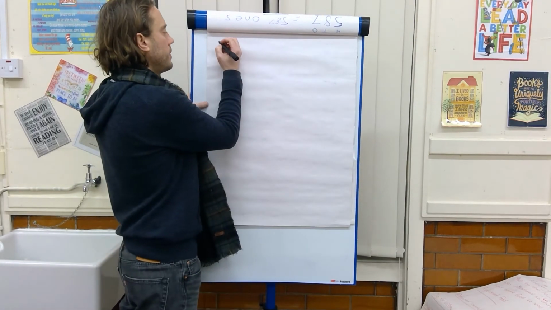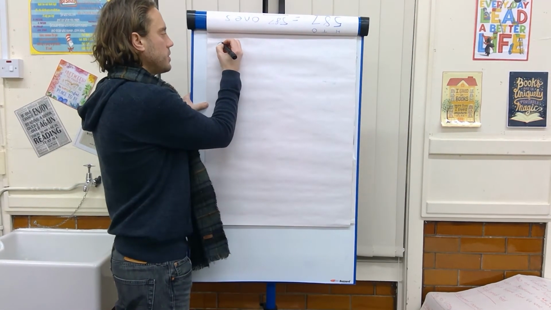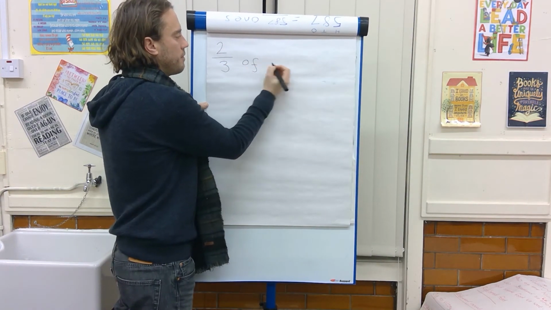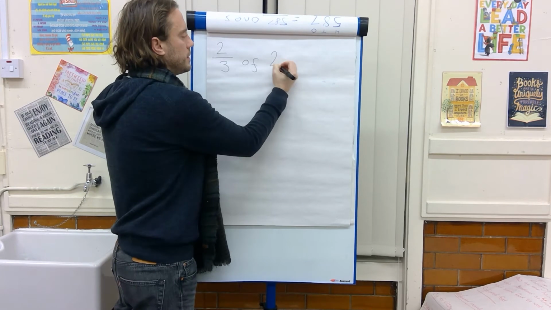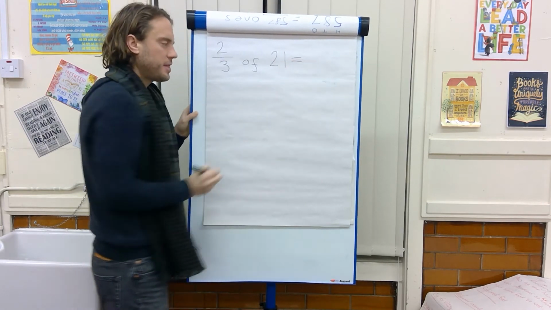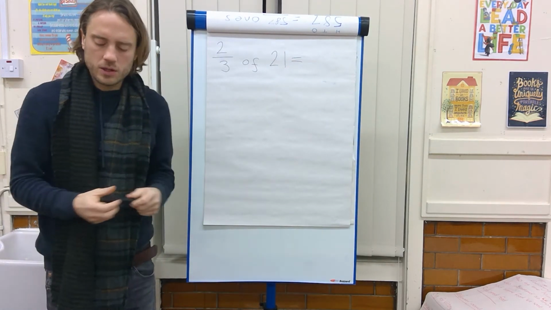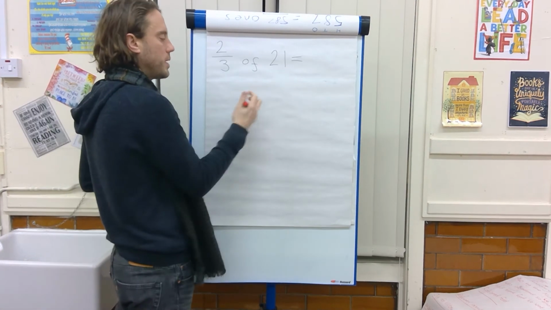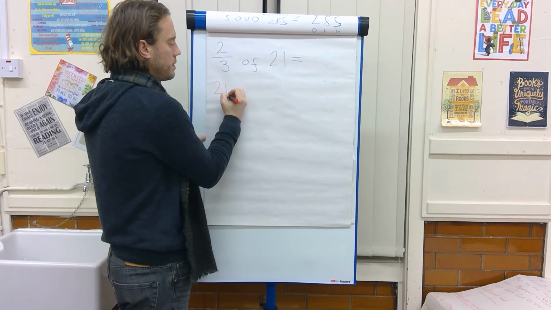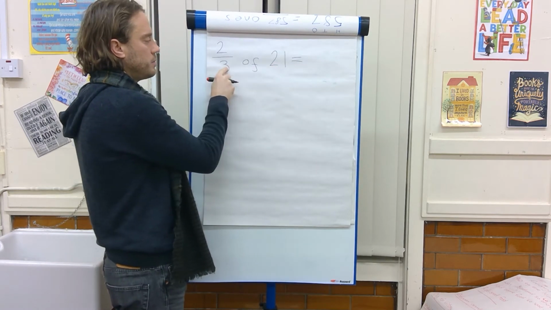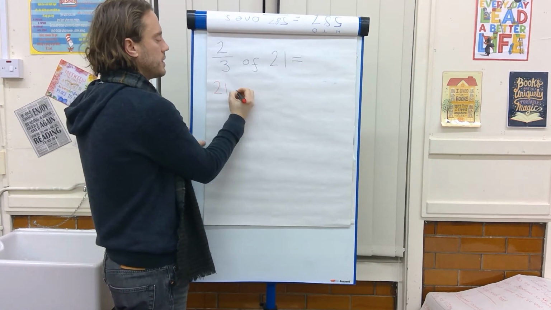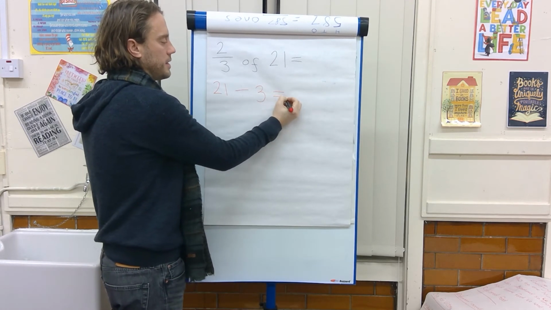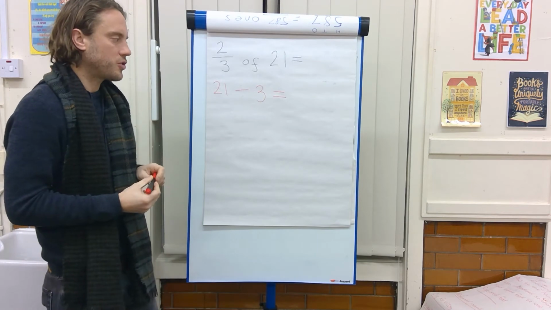So let's do thirds. So I want 2/3 of 21. Okay, 2/3 of 21. We're not going to draw the bar, we're going to use our times tables. So we know that our whole is 21. We've got 21, and we're going to share that into the denominator, 3 equal groups. 21 divided by 3, into 3 groups. How many do you get in each group?